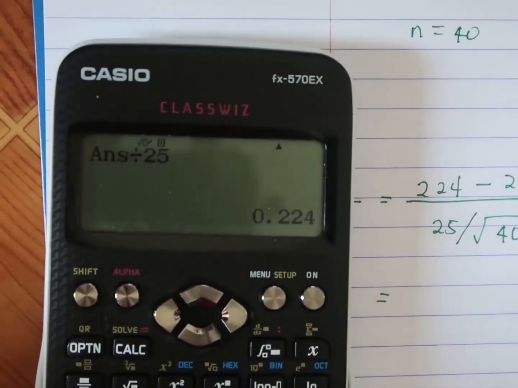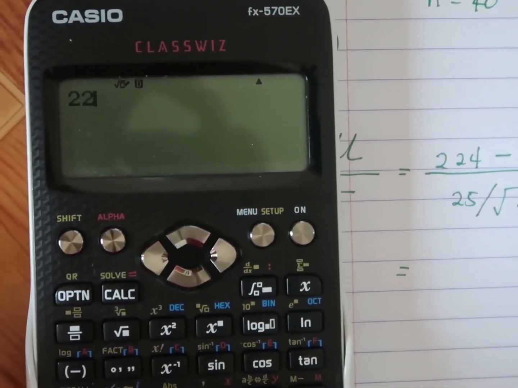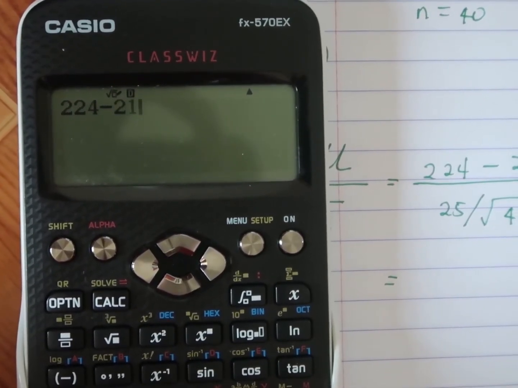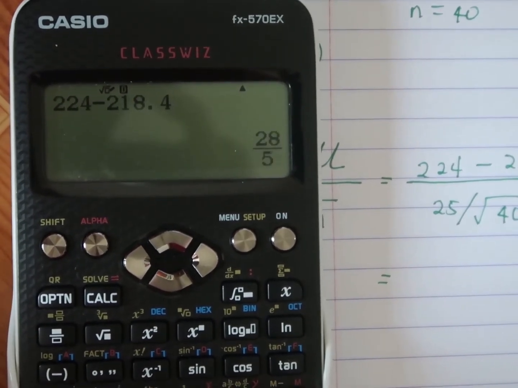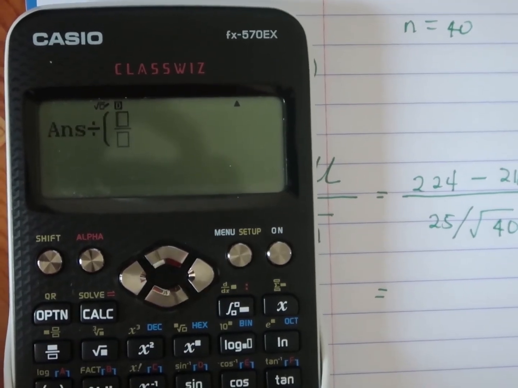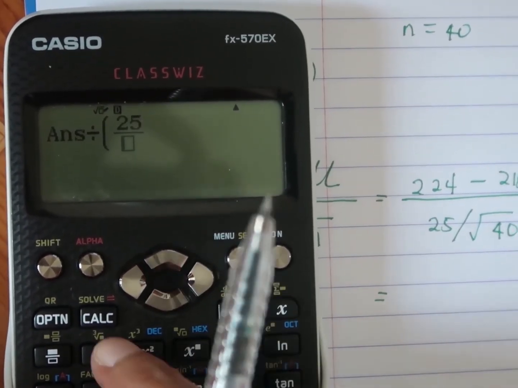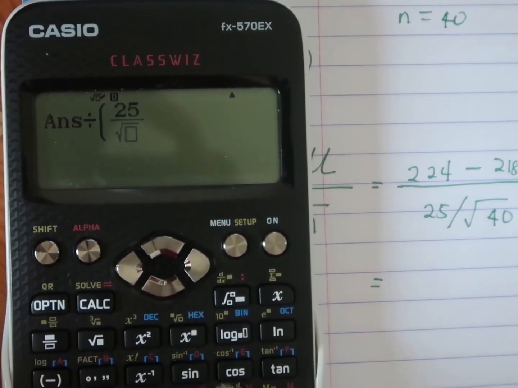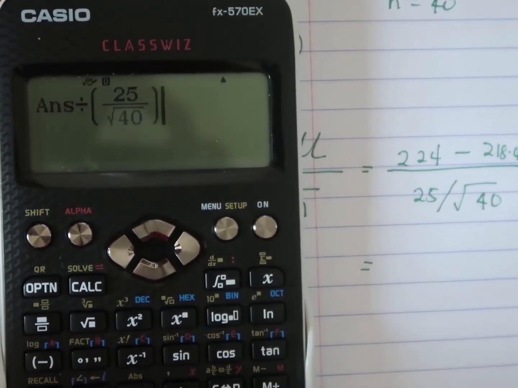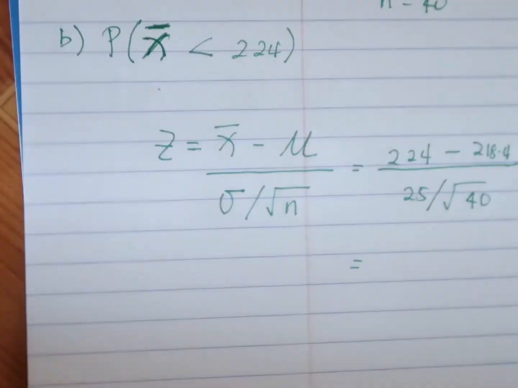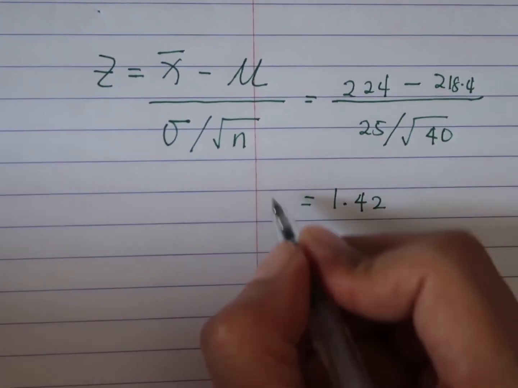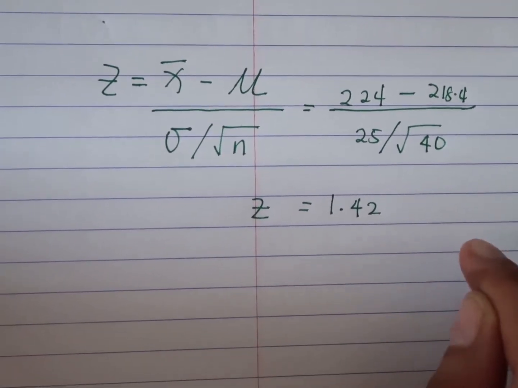Okay, so get a calculator. So 224 minus 218.4, okay, divided by 25 over the square root of 40. So the answer is 1.42. So that is your z value, 1.42.